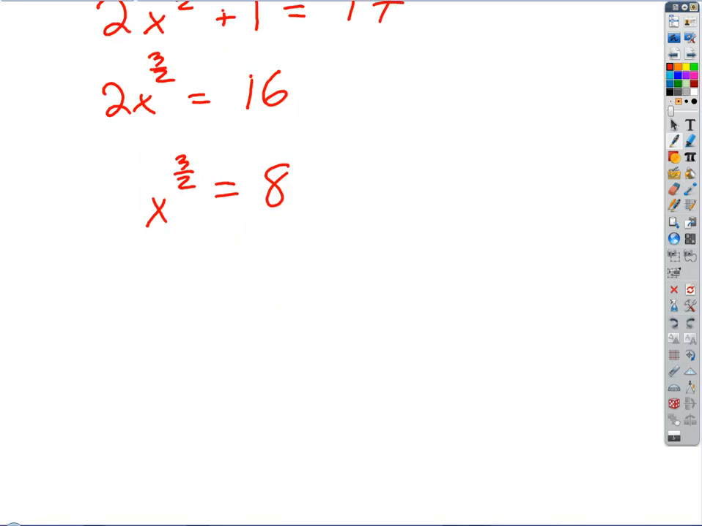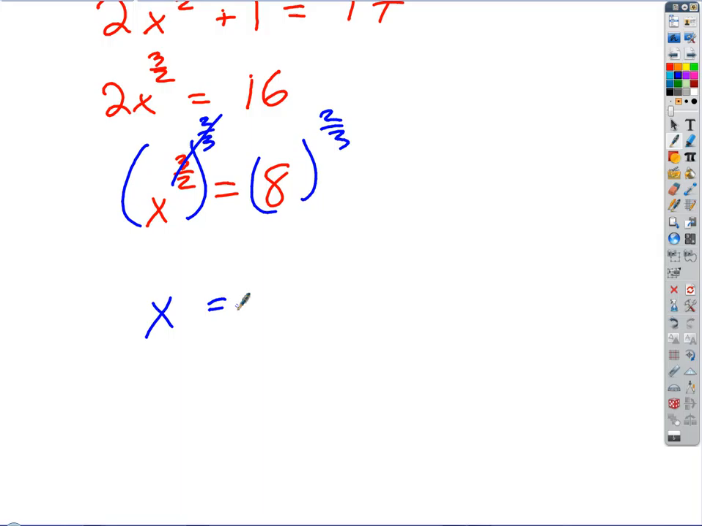Okay, did everybody see that? Now look at this. If I want to isolate x, I'm going to take both sides to what power? 2/3, right? Everybody see that? Okay, if I take both sides to the 2/3, that's going to give me, these undo each other, right? So I get x equals, what's 8 to the 2/3?